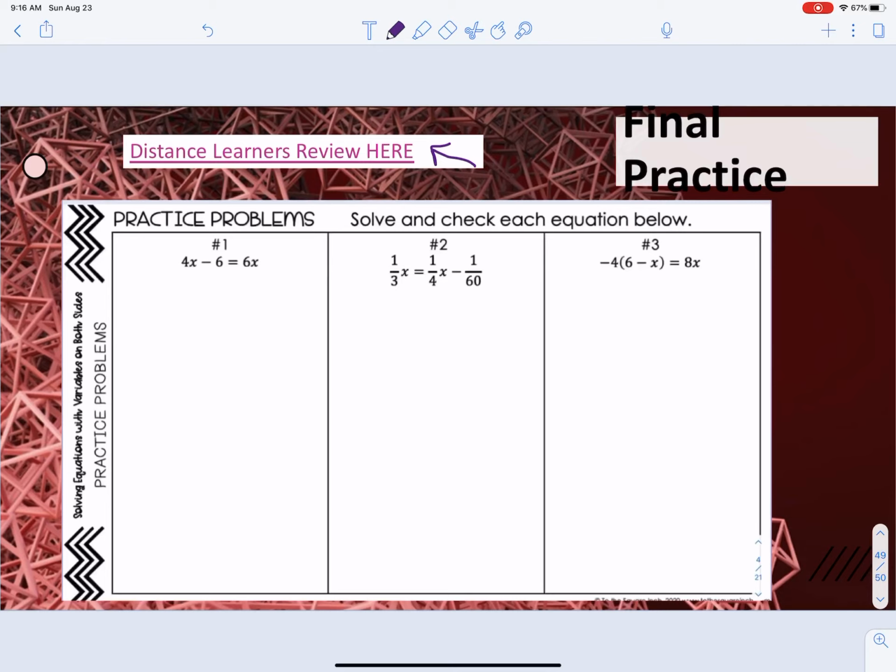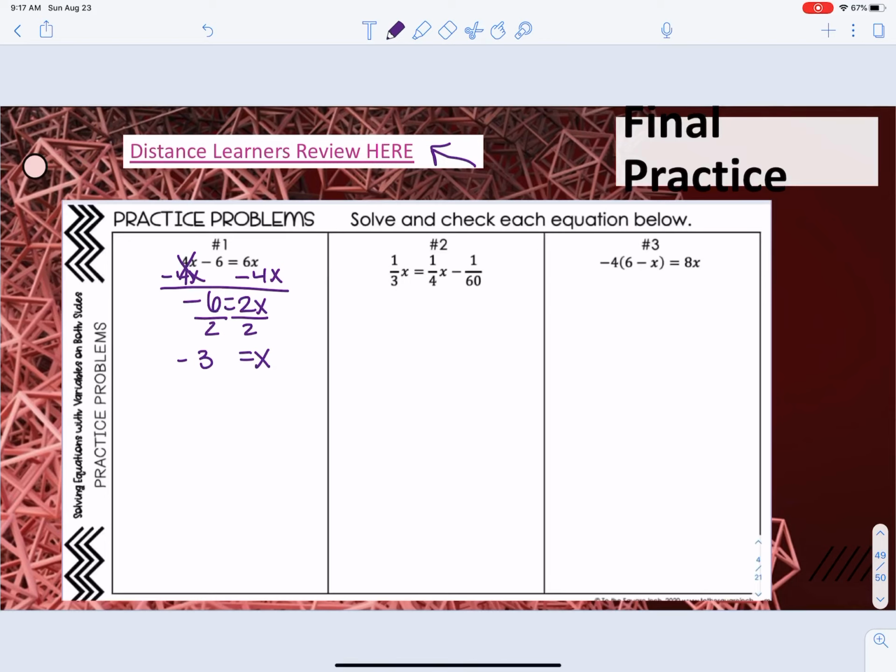So we'll move all of our variable terms to one side and all of our constants to the other side. Well, on number one, I already have my variable term by itself on the right side, so I'll just move the other one over there too. So I have -6 is equal to 2x, and I'll divide both sides by 2 to get x on the side by itself. So x is equal to -3.